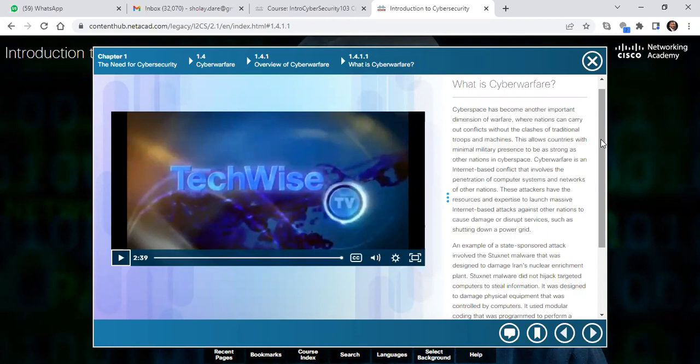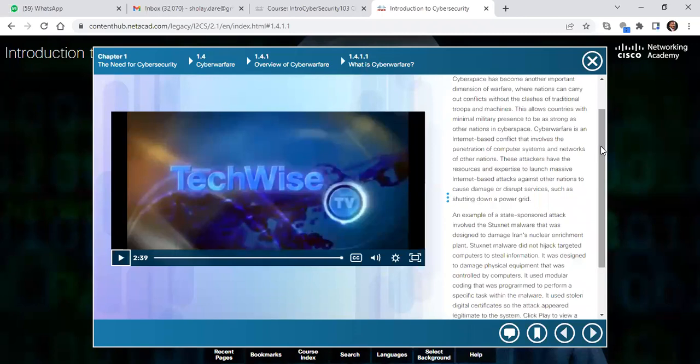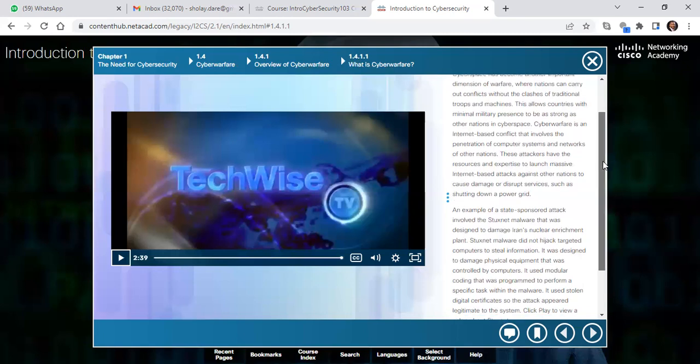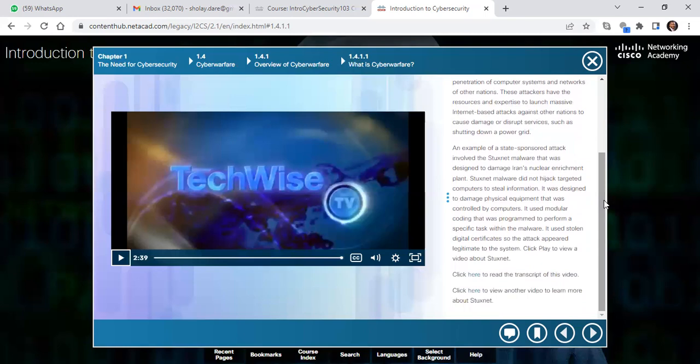Now, what is cyber warfare? Cyber warfare is an internet-based conflict that involves the penetration of computer systems and networks of other nations. These attackers have the resources and expertise to launch massive internet-based attacks against nations to cause damage or disrupt services, such as shutting down a power grid.